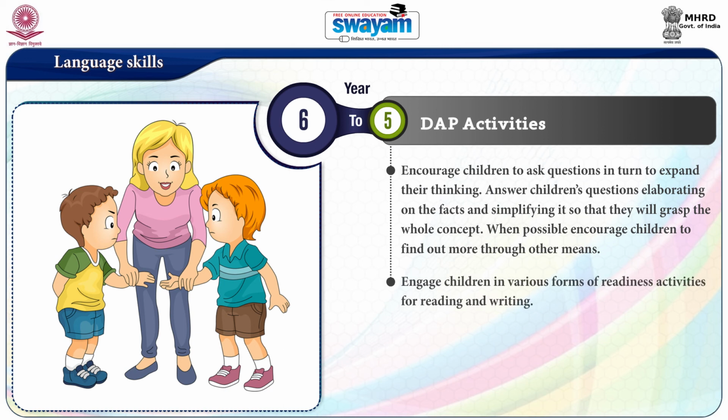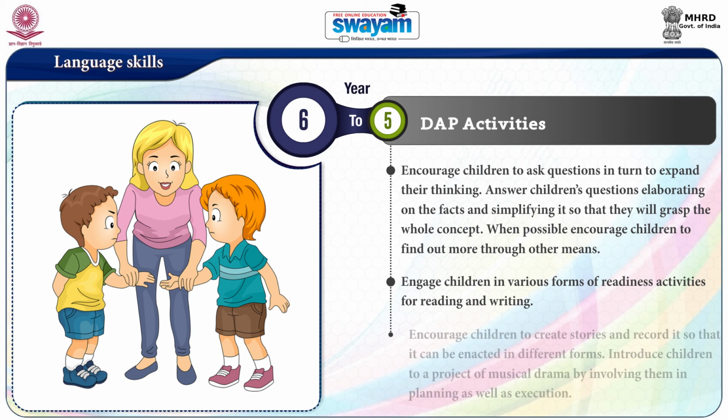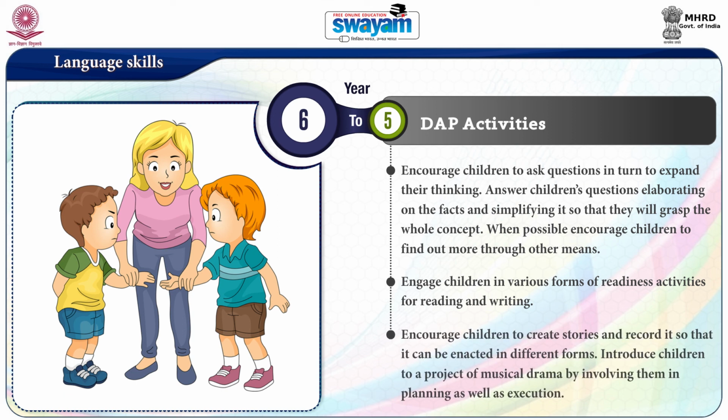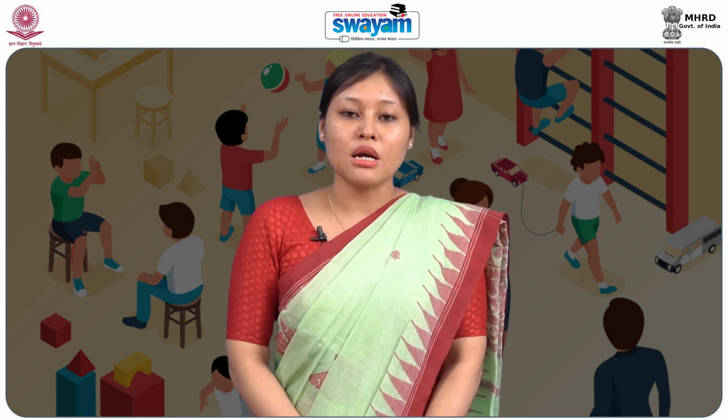Engage children in various forms of readiness activities for reading and writing. Encourage children to create stories and record them so that they can be enacted in different forms. Introduce children to a project of musical drama by involving them in the planning as well as execution. So with this, language skills and intellectual cognitive skills are covered.